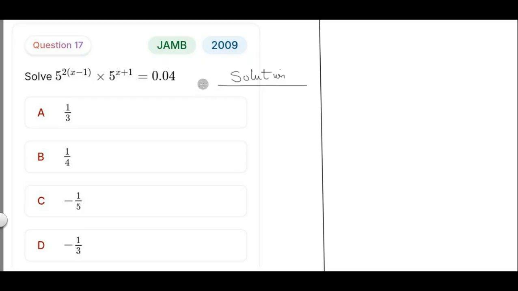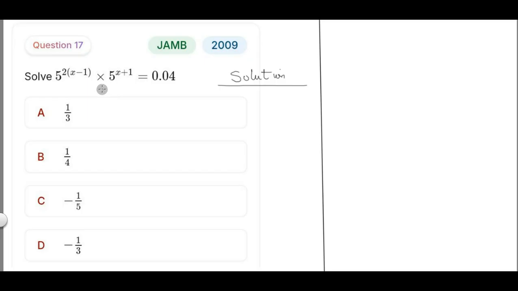Alright, so here in this video, we're going to look at this 2009 JAMB question 17. The question is to solve 5 raised to the power of 2(x minus 1) times 5 raised to the power of x plus 1 equal to 0.04. Option A is 1 over 3, option B is 1 over 4, option C is minus 1 over 5, option D is minus 1 over 3.